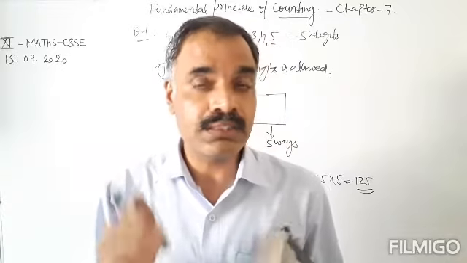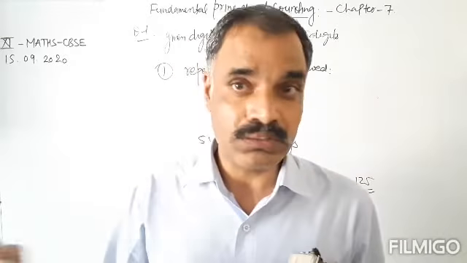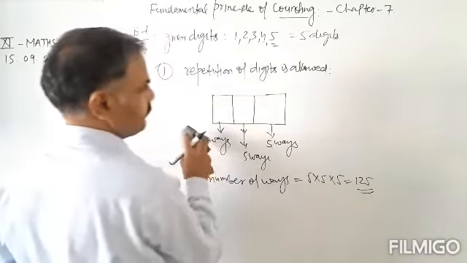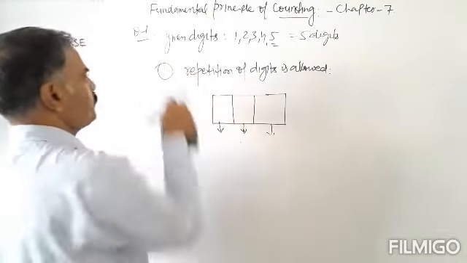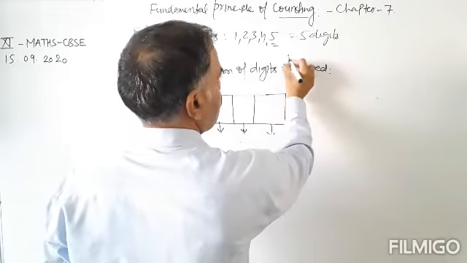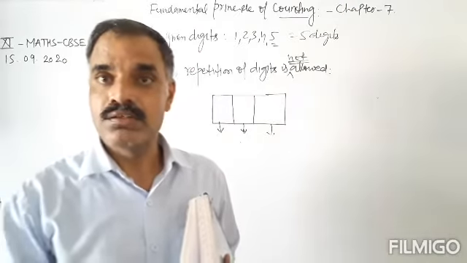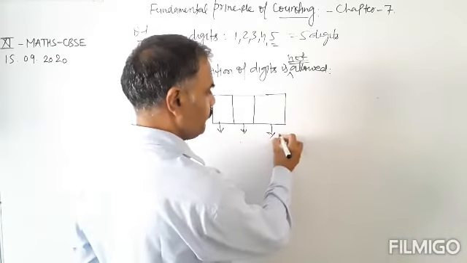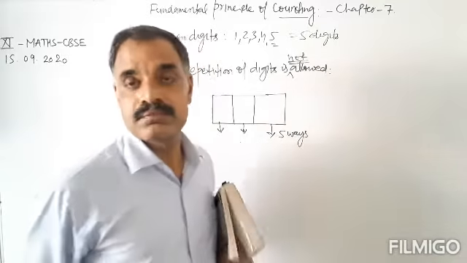Now the second part. What does the second part say? The second part says that repetition is not allowed, so the condition changes. Now we have the solution of the second part: repetition of digits is not allowed. Repetition not being allowed means the unit place can be filled using all the 5 digits, that is 5 ways.